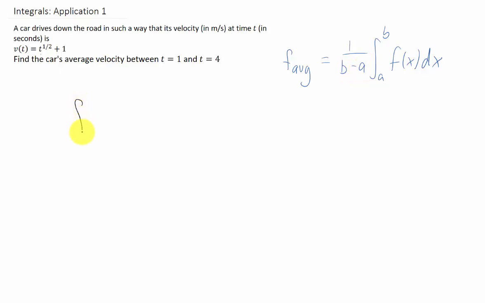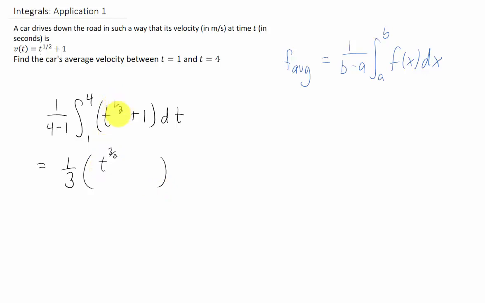So in this example, all we want to do is integrate the given function between 1 and 4, and then divide that integral by 3. Okay, this should be simple enough. The power rule for integration says we can add 1 to this power. Adding 1 to 1/2 gives us 3/2, and then we can divide by that power. The integral of 1 is just t, and we're going to evaluate that between 1 and 4.